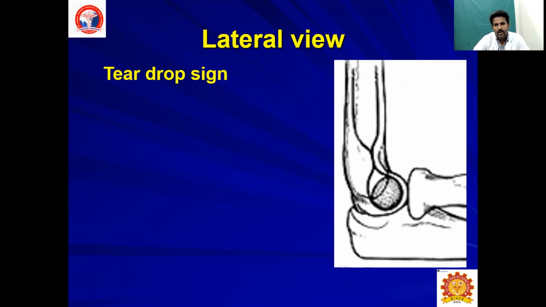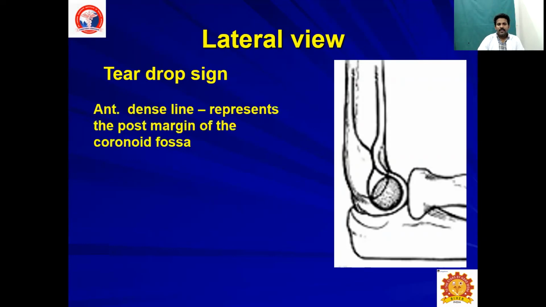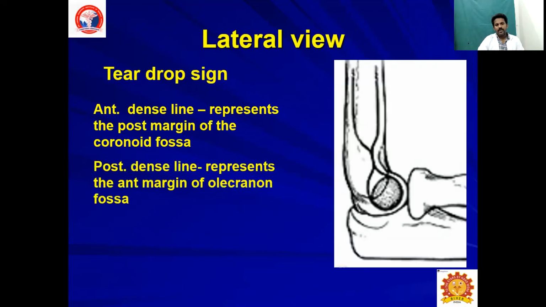In the lateral view, you can always see a teardrop sign. The teardrop sign is a faint line structure seen in an X-ray that will tell you how far the distal fragment is aligned with the proximal fragment. The anterior dense line represents the posterior margin of the coronoid process. The posterior dense line represents the anterior margin of the olecranon fossa. The inferior margin is the capitulum.